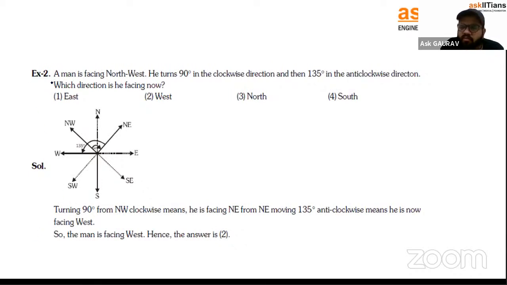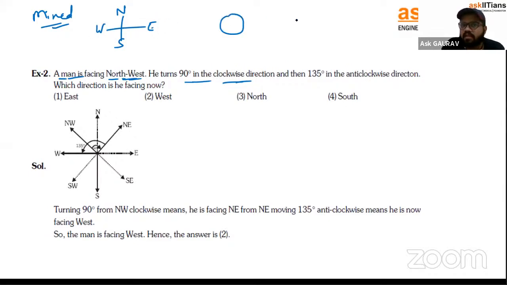Okay. Next type of question let's discuss. A man is facing northwest. He turns 90° in the clockwise direction. Okay, this question is a mix of the main directions, north, south, west, east, and the clockwise and anti-clockwise directions. These are mixed questions of both of them. A man is facing northwest, basically.